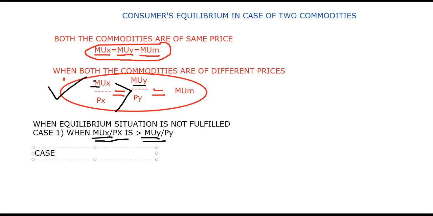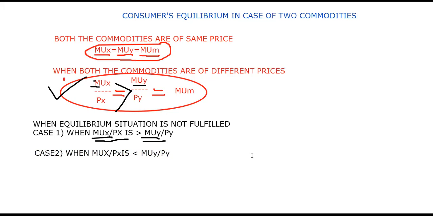By the time I'm writing the case 2, the disequilibrium case 2, when MUX upon PX is less than MUY upon PY.